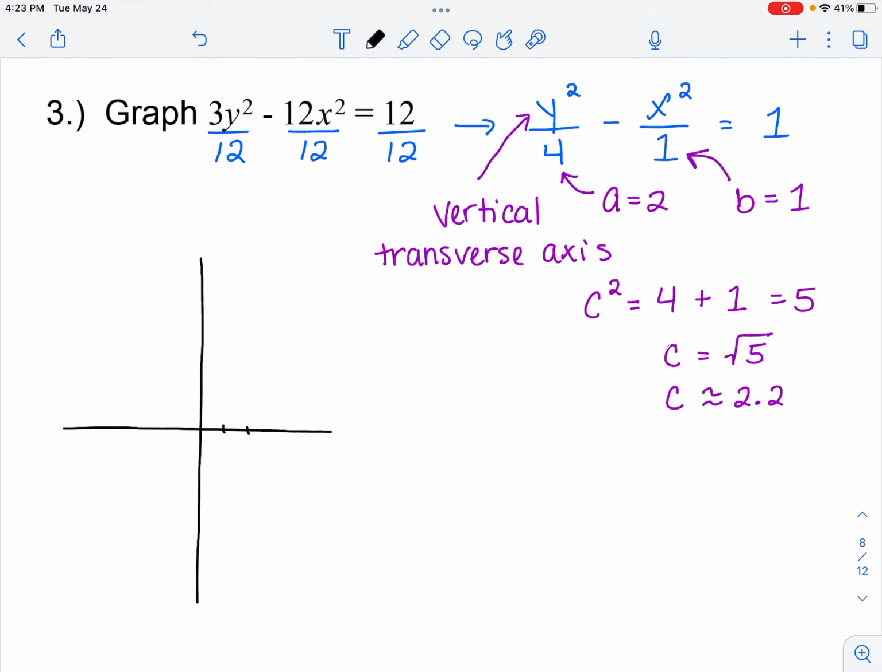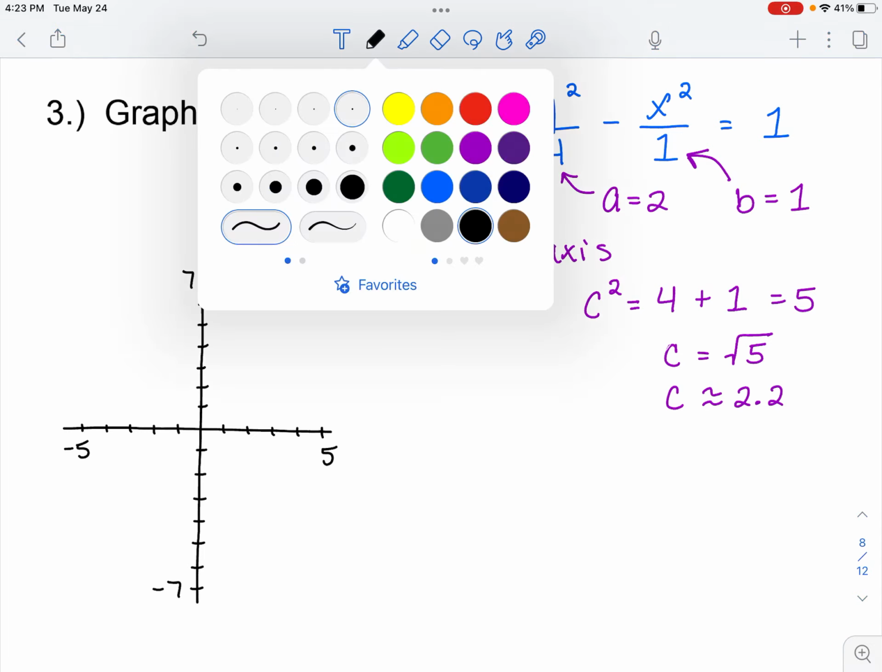And I'm going to go 1, 2, 3, 4, 5. 1, 2, 3, 4, 5. And then 1, 2, 3, 4, 5, 6, 7. 1, 2, 3, 4, 5, 6, 7. Okay. Again, it doesn't have to be perfect. If you want to use graph paper, more power to you.